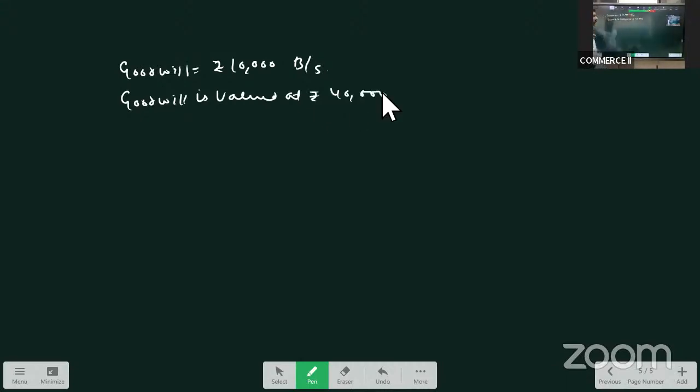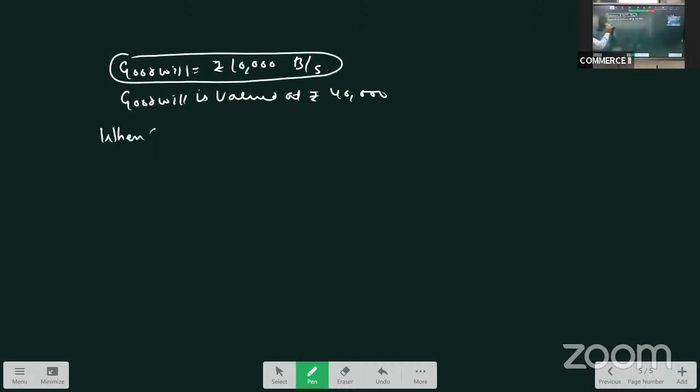Goodwill is given in the balance sheet as 10,000. Now goodwill is valued at rupees 40,000. Okay. Now when goodwill is already appearing in the books, it means already 10,000 is credited to old partners. If 10,000 is given on the asset side, it means it is already credited to old partners. How much? 10,000 is already credited.